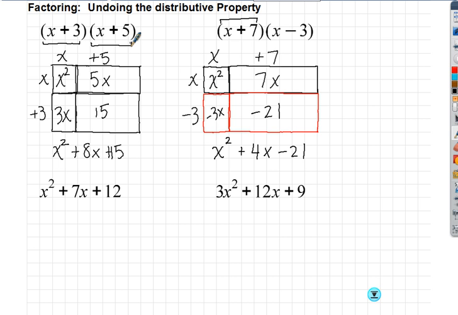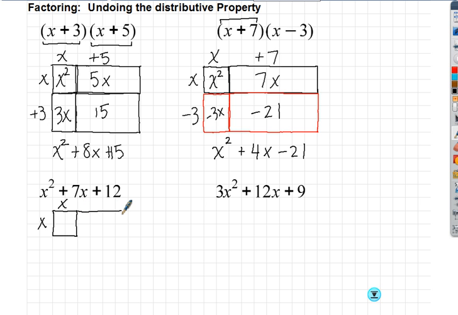So to factor, I'm just going to go from here, from a trinomial, back to the two binomials that were multiplied together. So one way to do it is to build a nice model. Again, we're using our pretend x by x square to get us that first term in the trinomial, which is x squared.